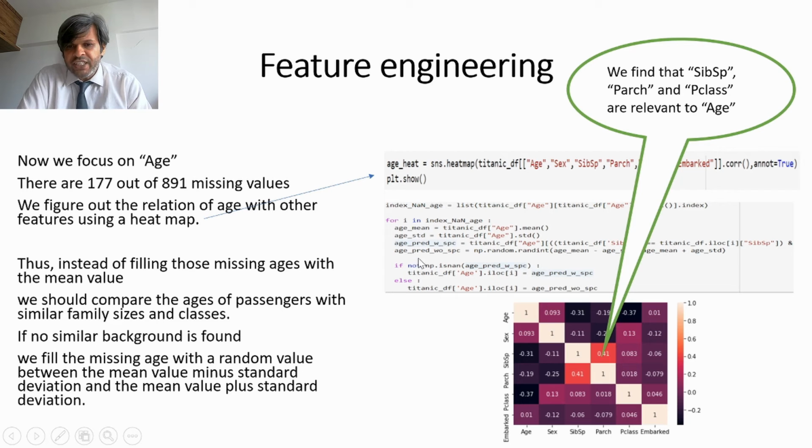So for each age we have written two functions, and if we see there is any match in background, then we put a mean value with that background. Otherwise we put in a general number. So if no background match is found with similarity in family sizes and classes, we fill the missing value with a random value between the mean value minus standard deviation and mean value plus standard deviation. So within that range we select any random number and we put it if we don't find any matching background. That is how we fill the missing values of age.